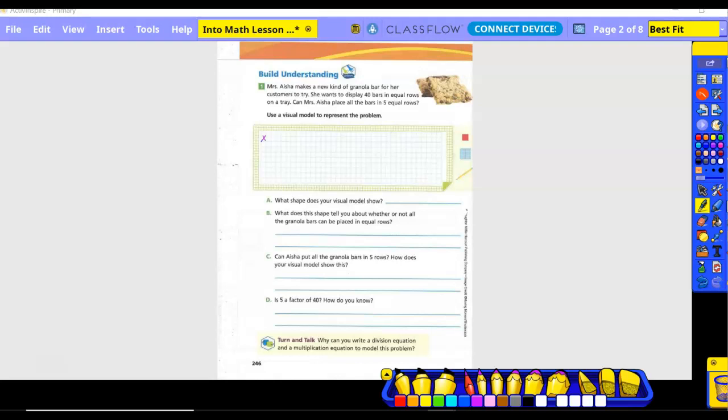So we're going to go 1. Okay, so we did our 5 equal rows until we got to 40 with our X's. And then how many columns did we get, guys? 8. So did we prove that 5 times 8 gets you 40? Yep. And would she be able to place them in all equal rows? Yes. Okay, so what shape does your visual model show? A rectangle, right?